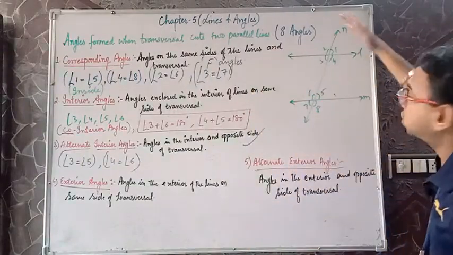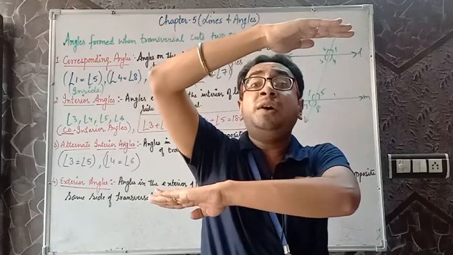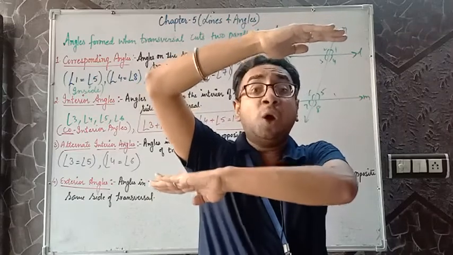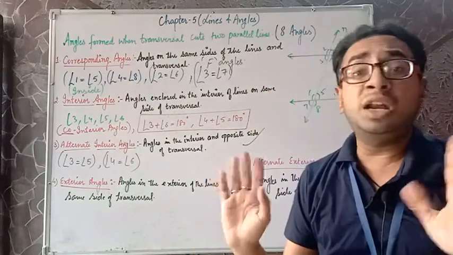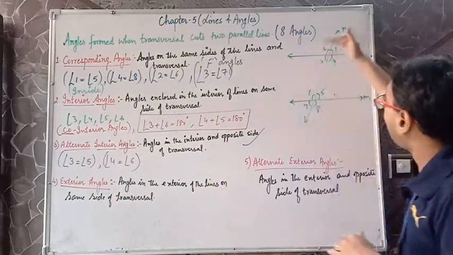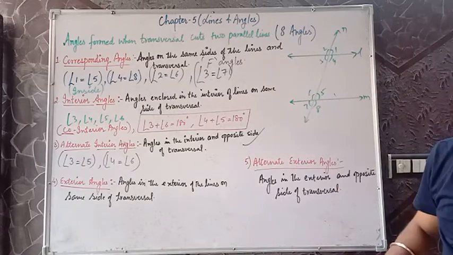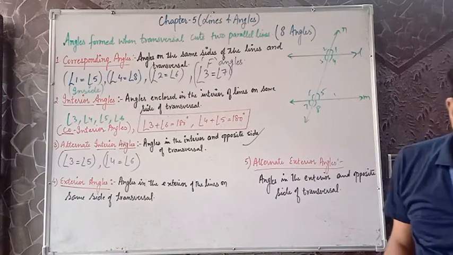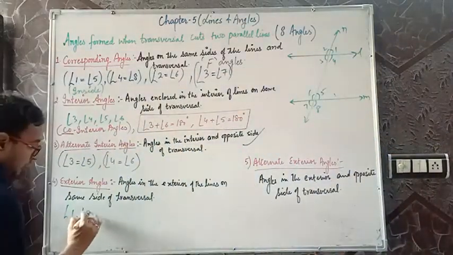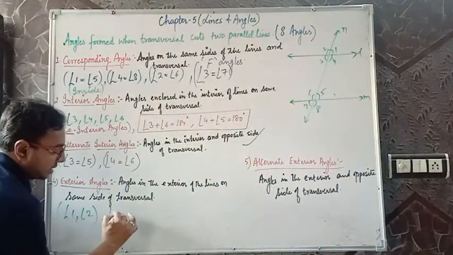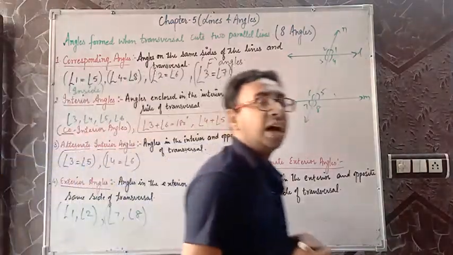So angles outside. Outside means if these are two parallel lines, all angles above the upper parallel line and all the angles below the lower parallel line are known as exterior angles, because they are not existing in between. They are outside. Angle 1, angle 2, angle 8, angle 7. So what are exterior angles? Examples are angle 1, angle 2, angle 7, angle 8. Are we clear?